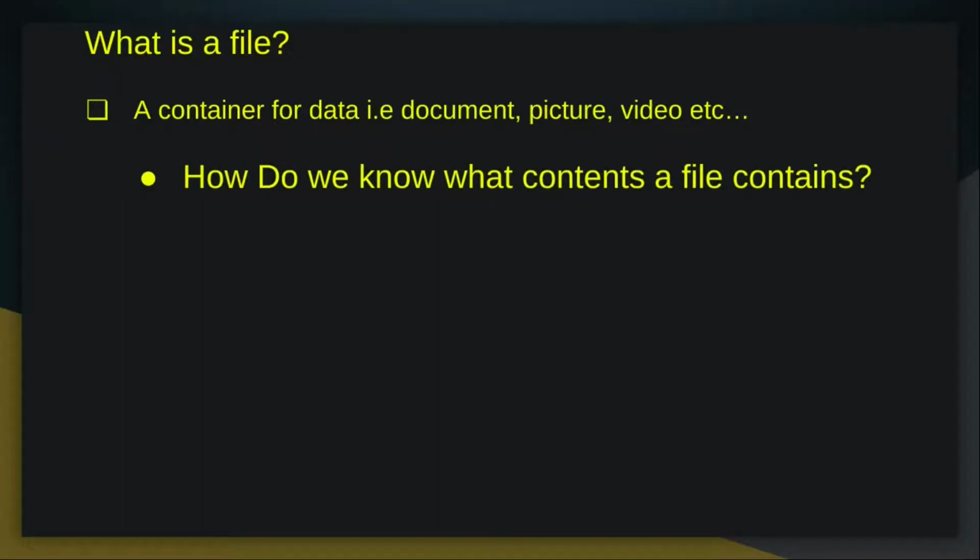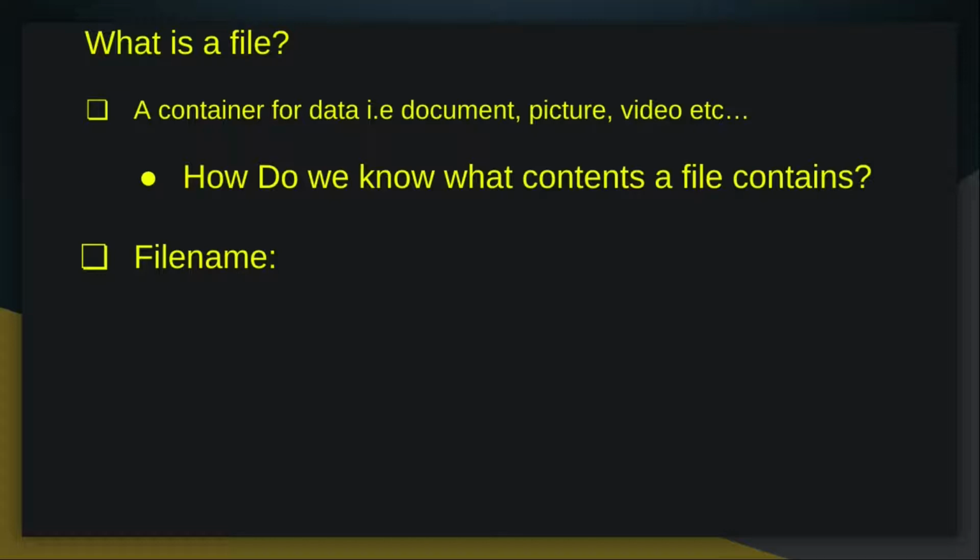Now we want to know how we know what contents a file contains, right? So basically you want to know what type of file it is. You see I made a bit of an example there, with document, picture, and videos. But how do we know that this is a video? How do we know that this is a picture? So we use a file name for that. Basically from a file name, you will have a specific part to look for, which will tell you what type of file this is, right?